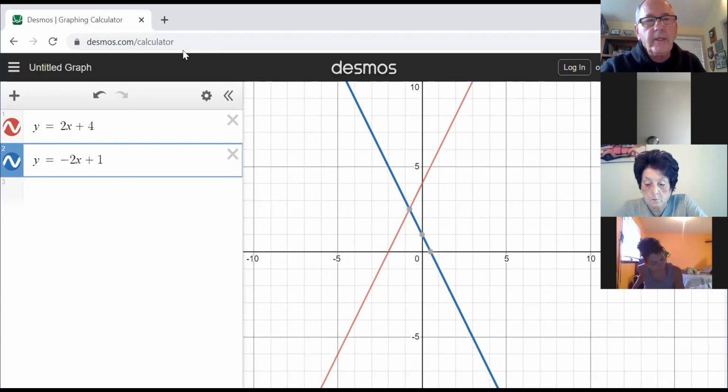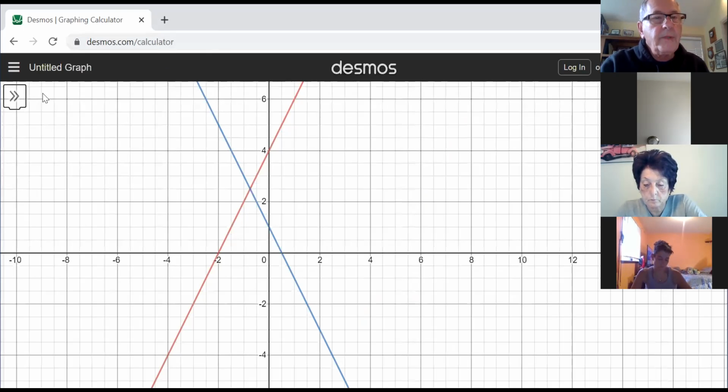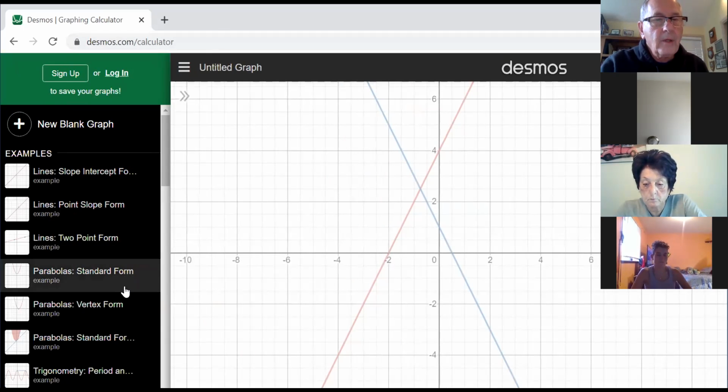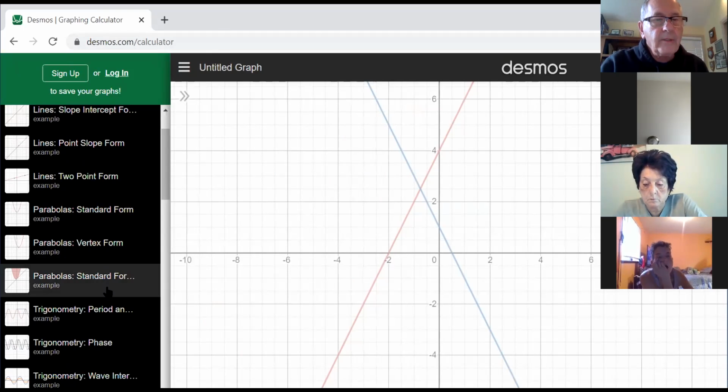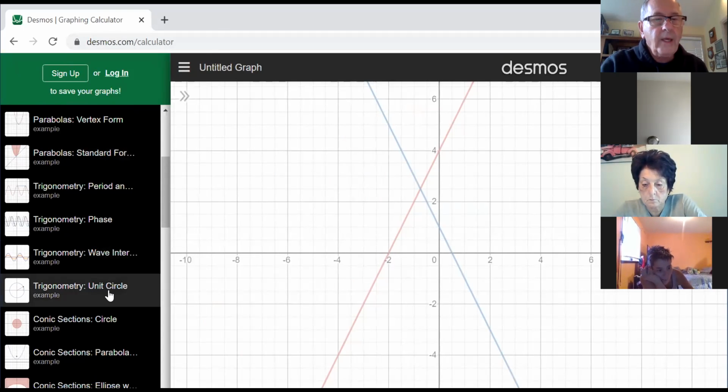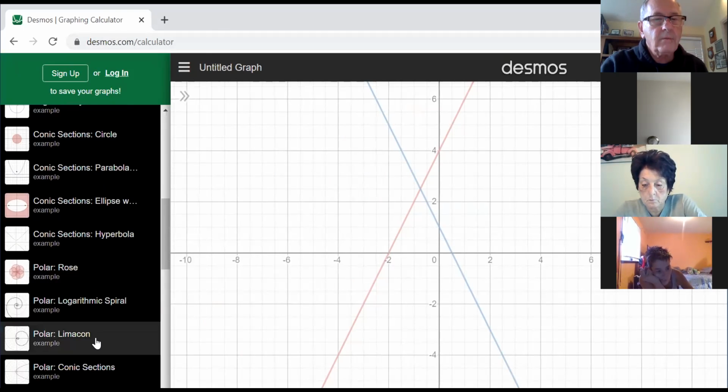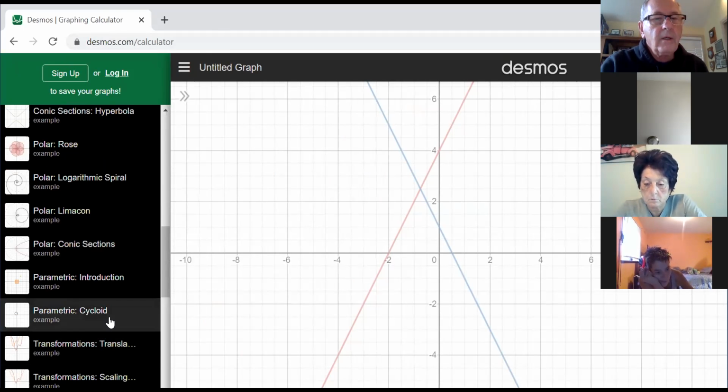This Desmos is really neat. If you have time, if you want to play around, it's free. You just go to desmos.com, and it'll ask if you want to log in, or you can just be a guest, it doesn't make any difference. You can get in there and play around with all kinds of things. It even allows you to graph parabolas, waves, all kinds of things. Yeah, it's very neat.